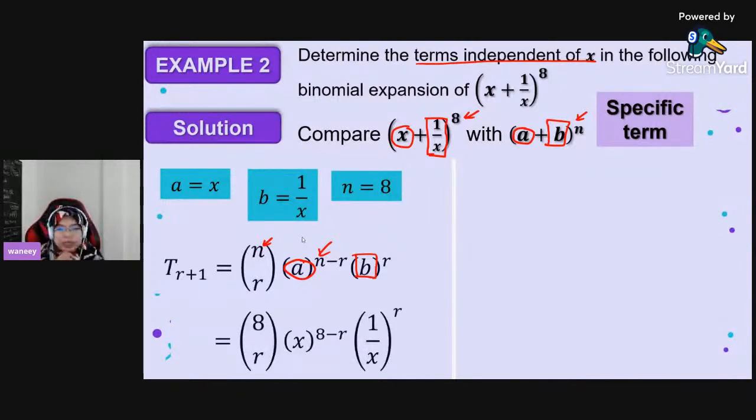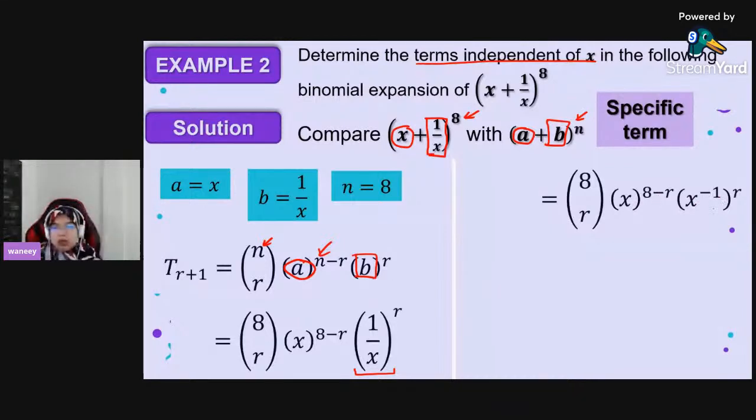Okay, so they will become 8Cr x to the power of 8 minus r, and then we have 1 over x to the power of r. Okay, so now we are going to collect like term. Kita akan kumpulkan term yang sama. Okay, so this one over here, 1 over x, I can actually simplify this, or I can actually bring the power up where they will become x to the power of negative 1. Okay, so I have 8Cr x to the power of 8 minus r, and then 1 over x, change it to become x to the power of negative 1 to the power of r.